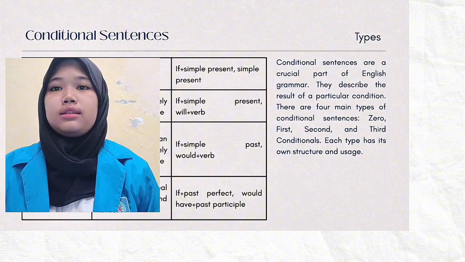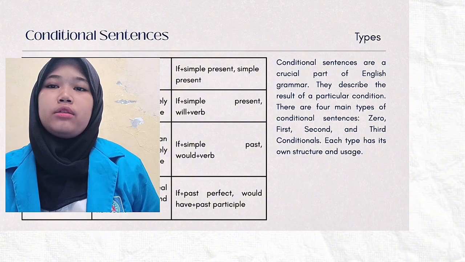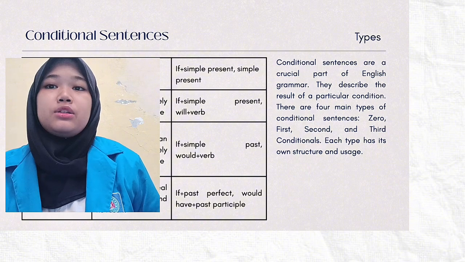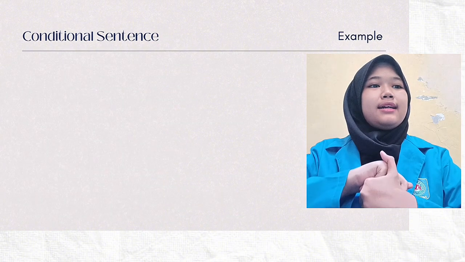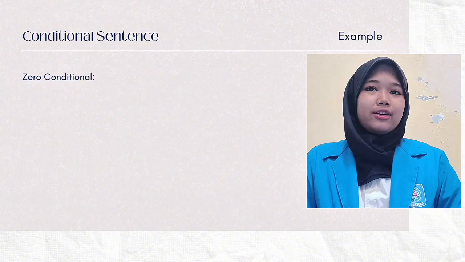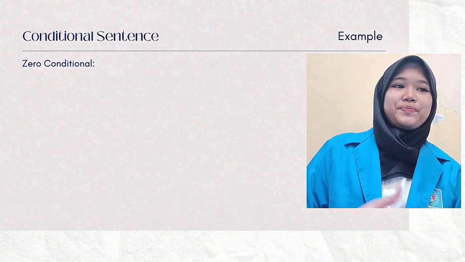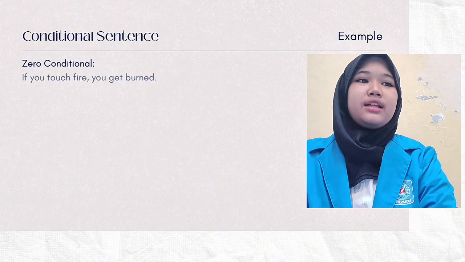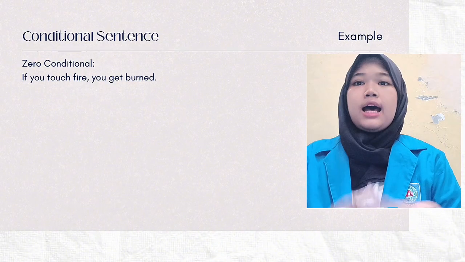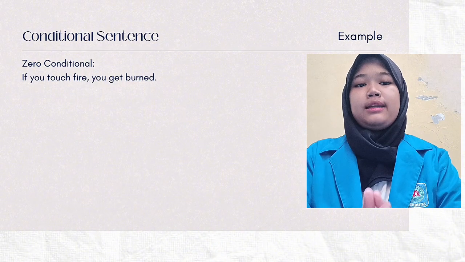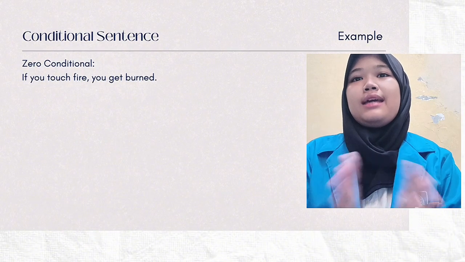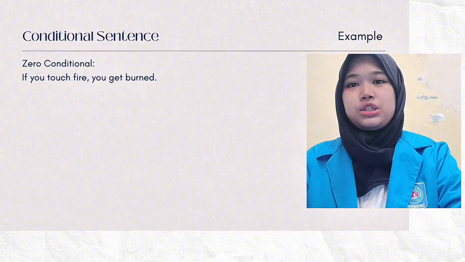And conditional sentences are a crucial part of English grammar. They describe the result of a particular condition. Okay, and here are the examples for the conditional sentences. Zero conditional: if you touch fire, you get burned. Like this explains exactly what happens if you touch the fire.